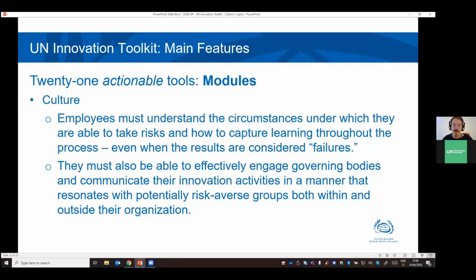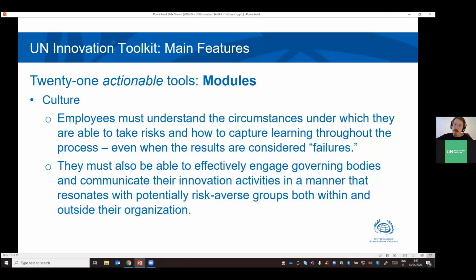Employees must also be able to effectively engage governing bodies and communicate innovation activities in a manner that resonates with potentially risk-averse groups. I don't think we need to name names, both within and outside their organization. This is critical because we're talking not only about allowing our teams and our units to work to engage innovation and engage failure, but we're also coupling this with how do we communicate better? How do we communicate better within teams and units so that we are able to discuss how far we're able to go? What does failure look like, and how can we incorporate that into our planning and our decision making?